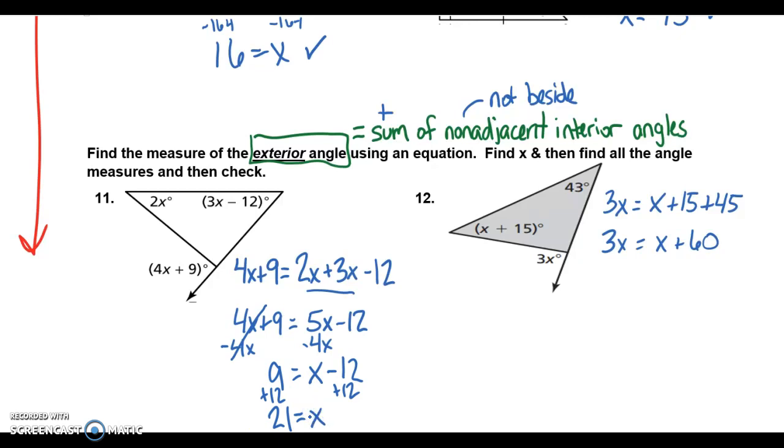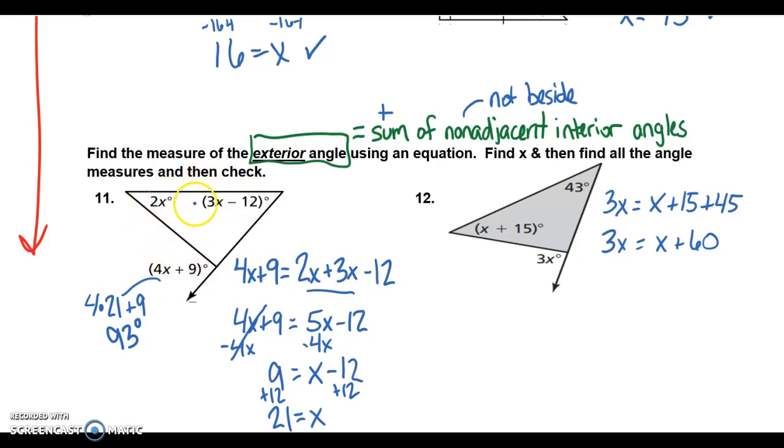Now that's not the end of this problem. It says find the measure of the exterior angle. So x is 21. So now you need to come up here and do 4 times 21 plus 9. And you can use your calculator, of course, on that. And when you do 4 times 21 and then plus 9, you get 93 degrees. So this angle out here is 93.